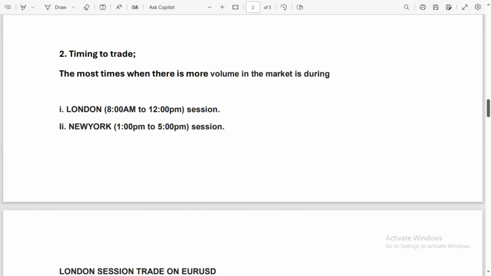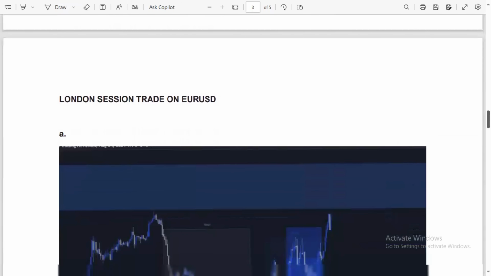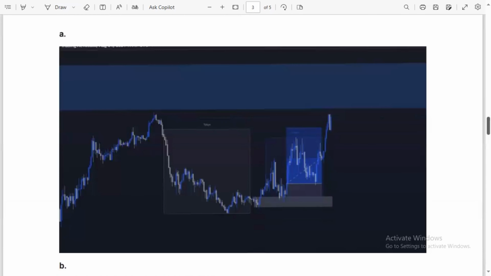Most times you see more volume in the market during the London session and the New York session. The London session usually happens from 8 a.m. to 12 p.m., and the New York session is from 1 p.m. to 5 p.m. So I will be showing you a trade I took during the London session. Now I've marked out at this point here the day I took this trade. My primary structure on the higher time frame was bullish, so I need to see a bullish trend on my 5 minute time frame.